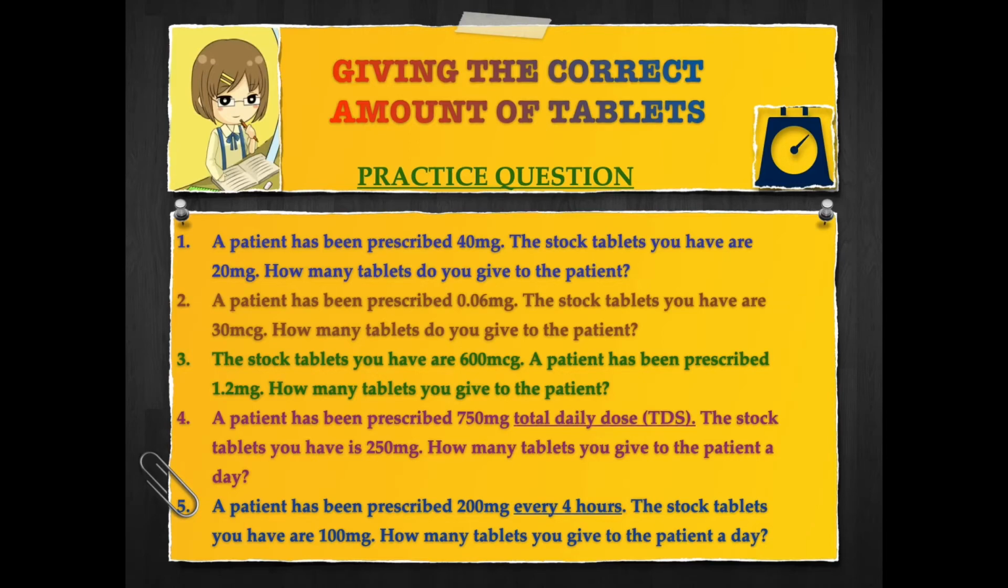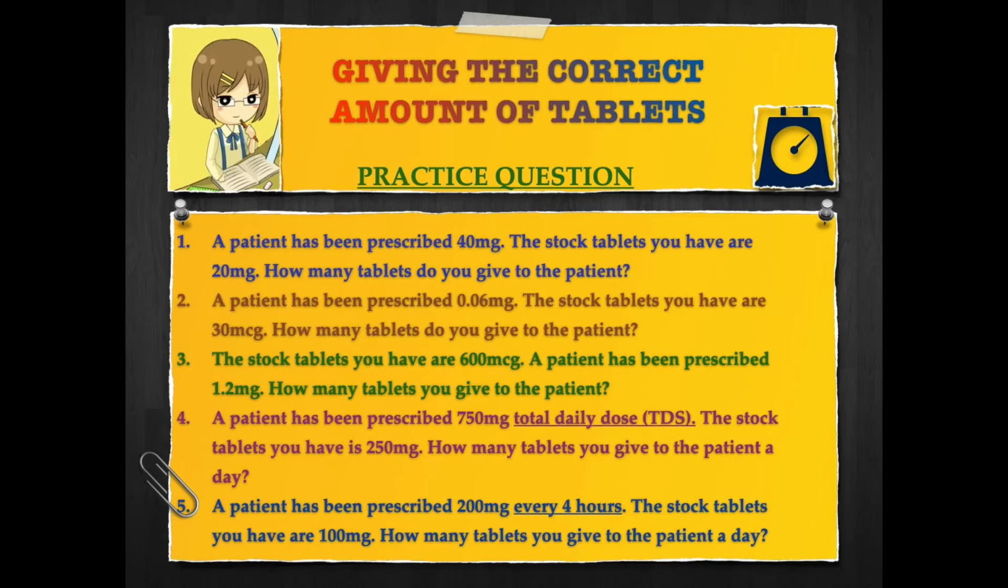Fourth question is, a patient has been prescribed 750 milligram total daily dose, TDS, which means 3 times a day. The stock tablet you have is 250 milligram. So how many tablets do you give to the patient a day? So always read the questions correctly. Sometimes they will ask how many tablets you give to a patient a dose or a day. So always underline the main points in the question when you are seeing the question.